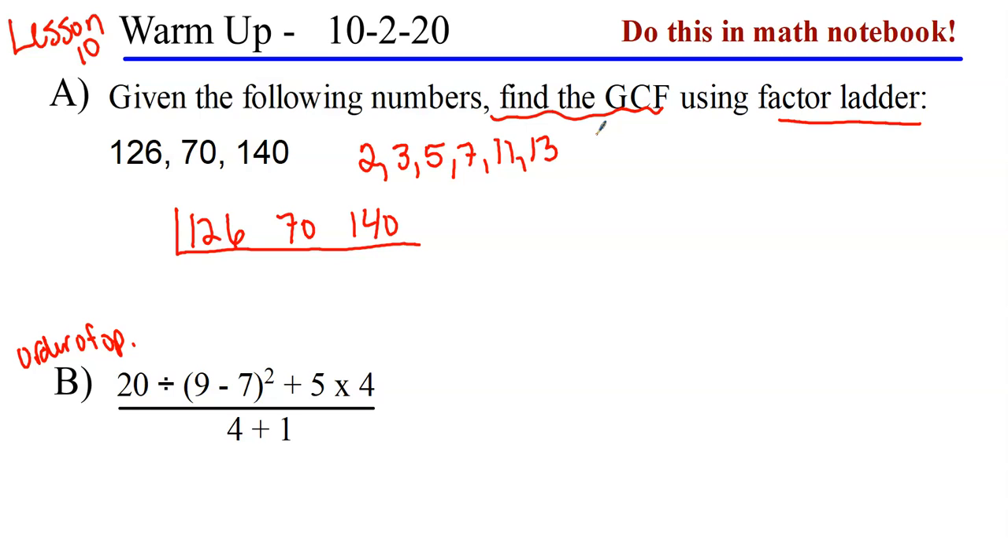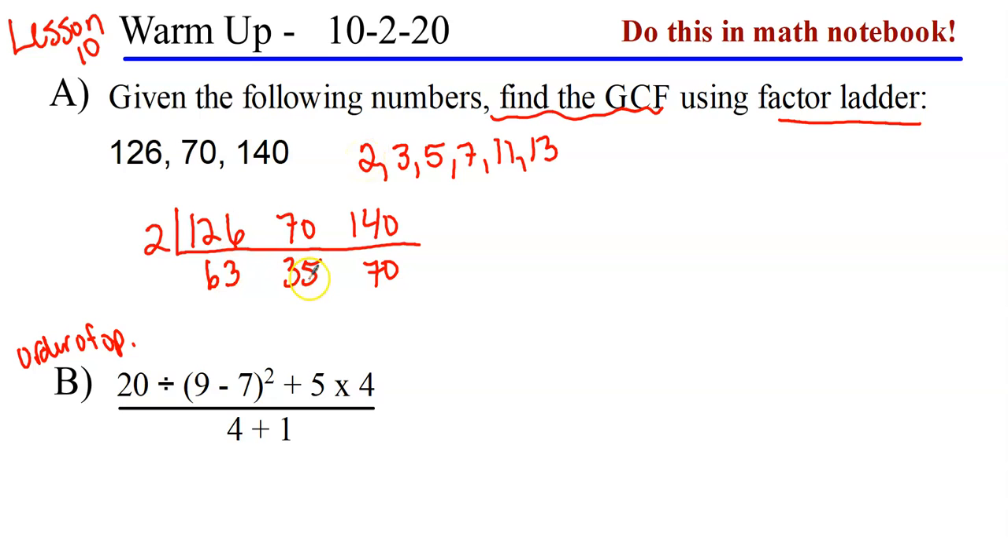And if they're even numbers, 2, of course, is the easiest choice. So when I divide 126 by 2, I get 63. 70 divided by 2 is 35, and 140 divided by 2 is 70. Now I go back to my list of prime numbers, and I'm looking for another number that can divide into all 3 of those. 63 is not even, so I know 2 doesn't work.